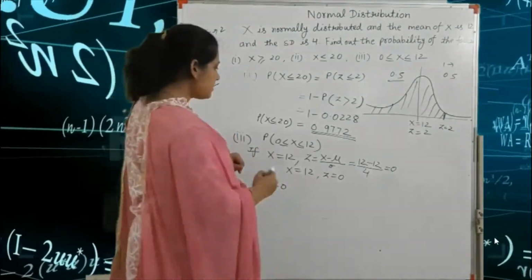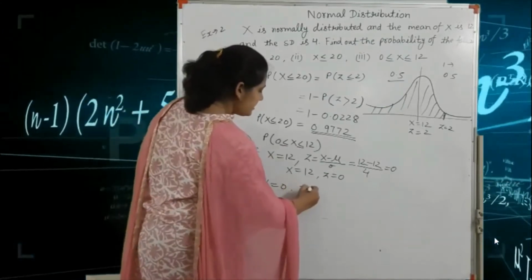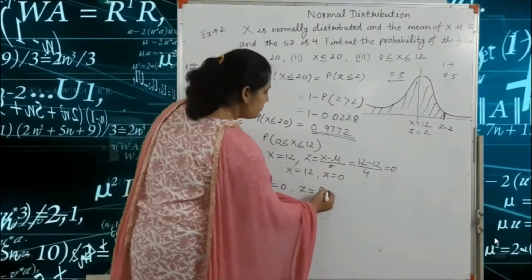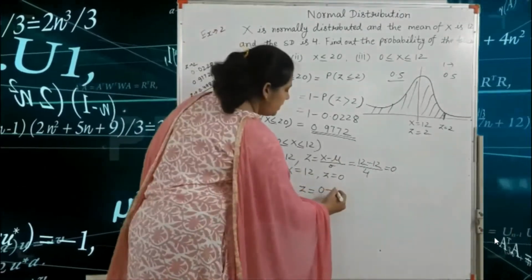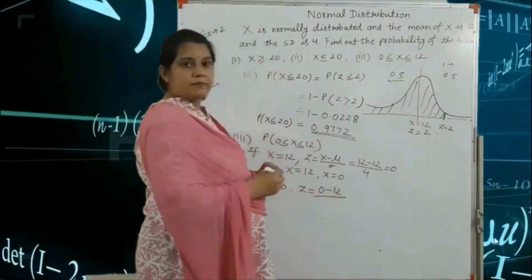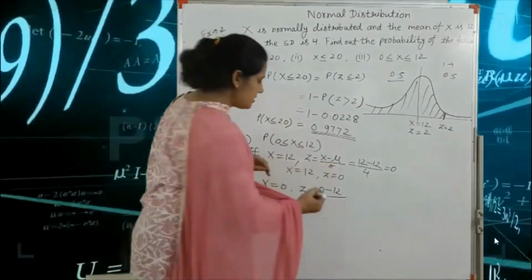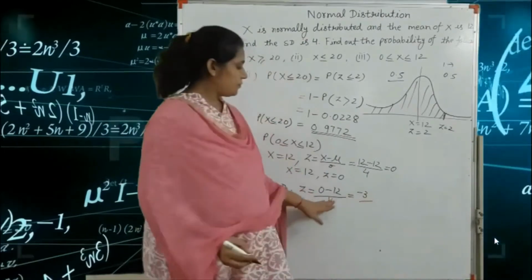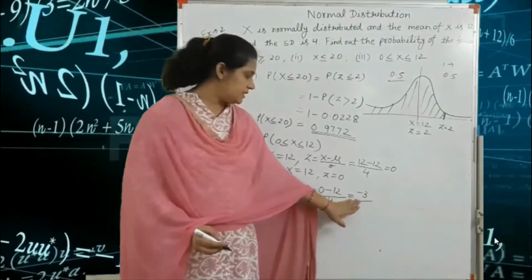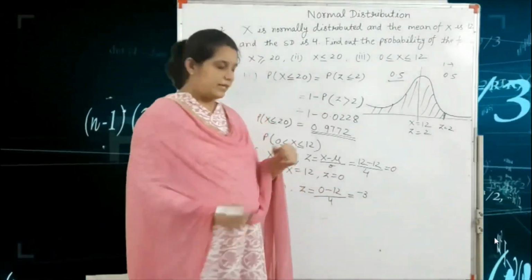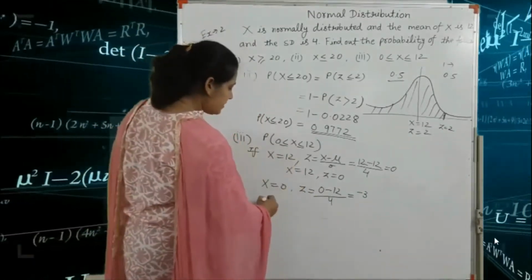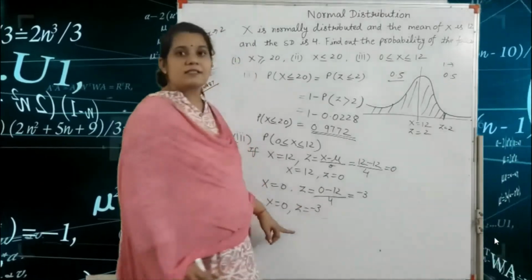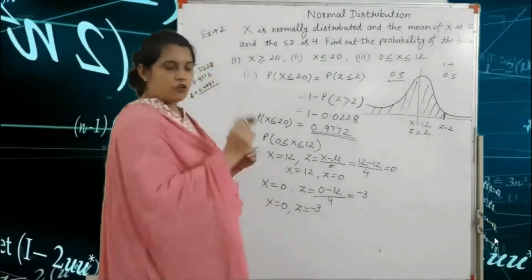We write z is equal to x minus mu divided by sigma. So x is 0, mu is 12, and what is the value of sigma? Sigma is equal to 4. That means we find the value minus 12 by 4, which gives minus 3. So if x is equal to 0, then z is equal to minus 3. Got it?